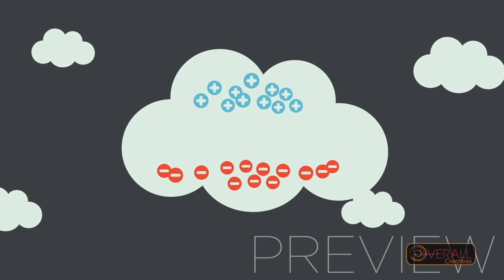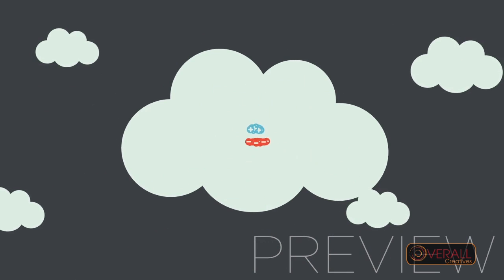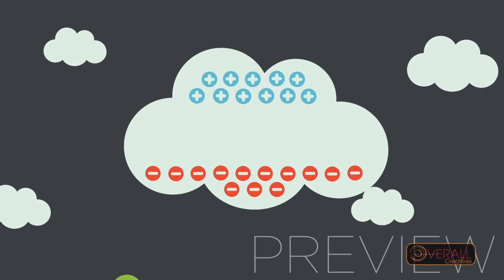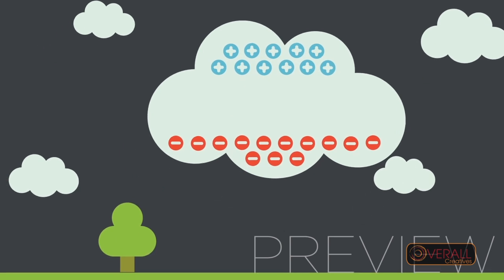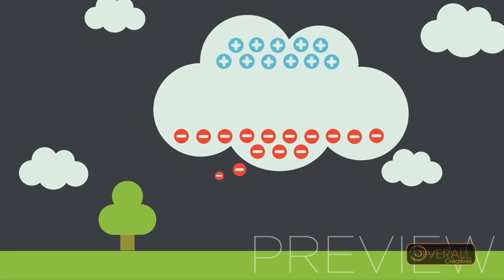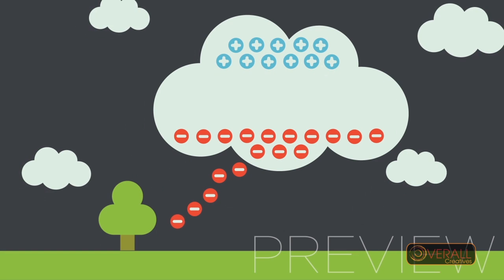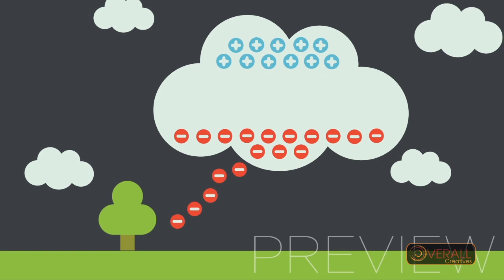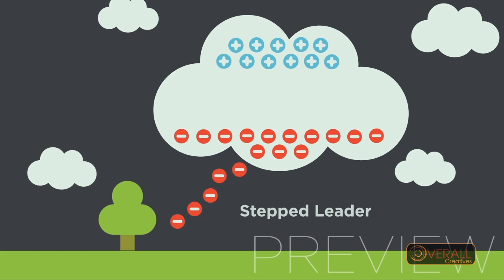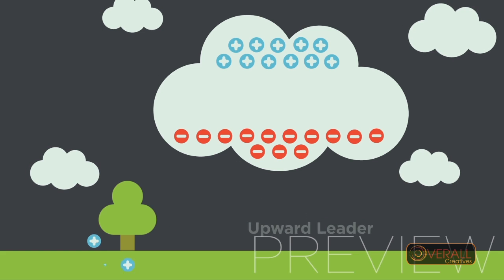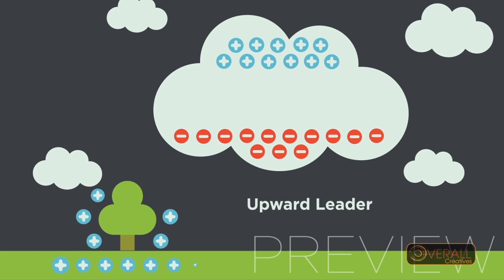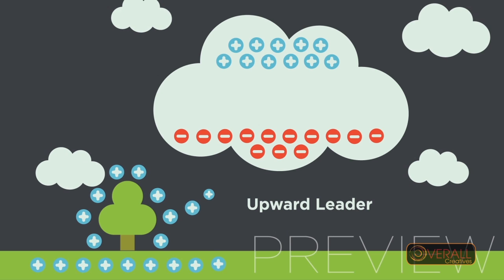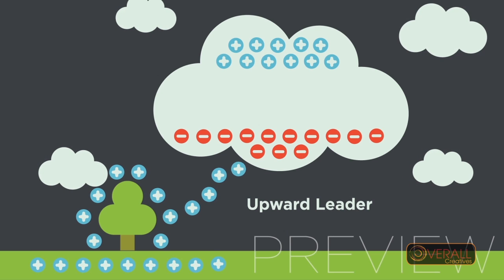cloud. Most lightning occurs within the cloud itself, but we're concerned about the lightning between clouds and the ground. Lightning starts with negative charges moving from the clouds towards the ground. Scientists call it a stepped leader. Meanwhile, an upward leader forms as positive charges move up from the ground, usually from tall objects.